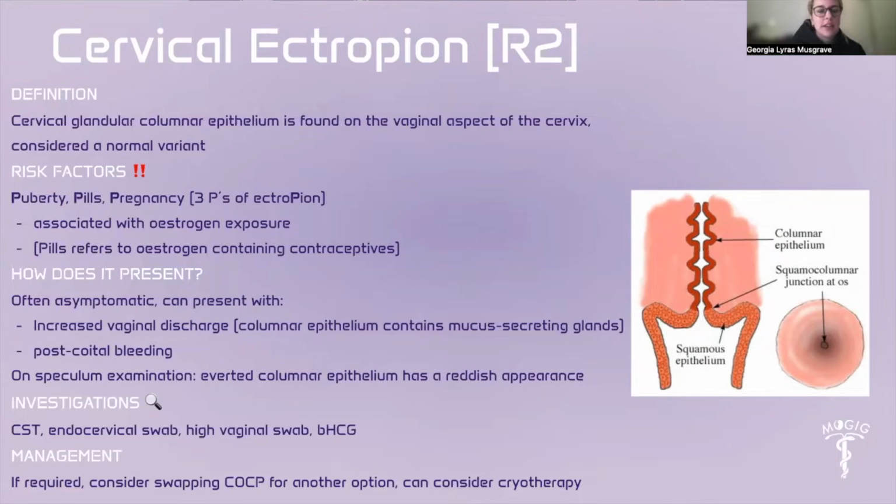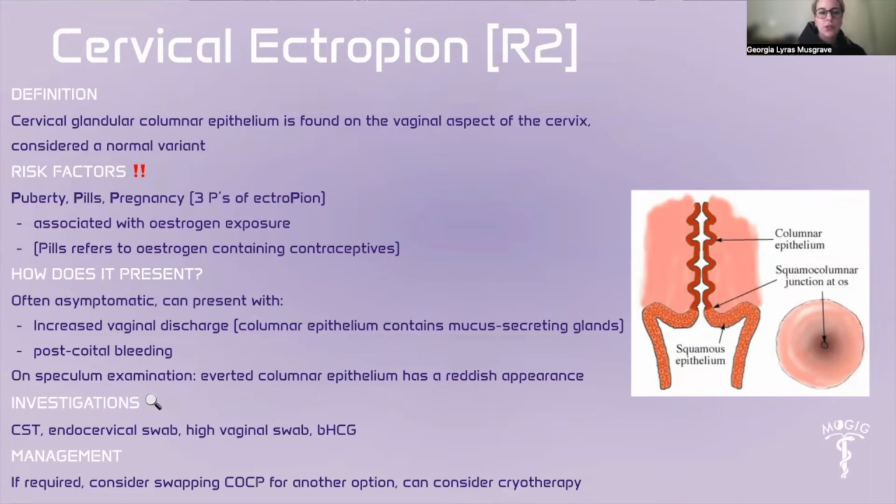It's usually considered a normal variant, and risk factors, the way to remember it is puberty, pills, and pregnancy, or three Ps of ectropion. So they're all associated with estrogen exposure, and the pills we're talking about here are estrogen-containing contraceptives. It's usually asymptomatic, but can present with increased vaginal discharge because those columnar epithelial cells contain mucus-secreting glands, or otherwise with postcoital bleeding. So on speculum, you'll see everted columnar epithelium with a reddish appearance.